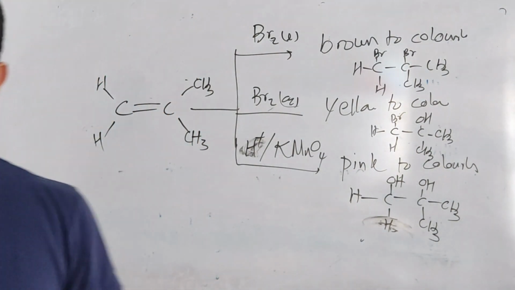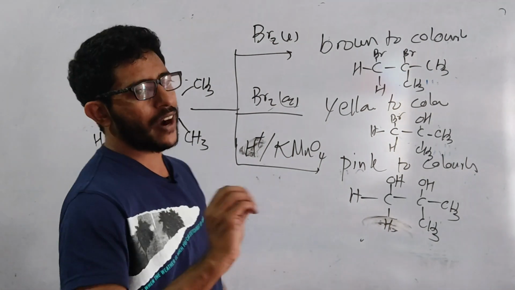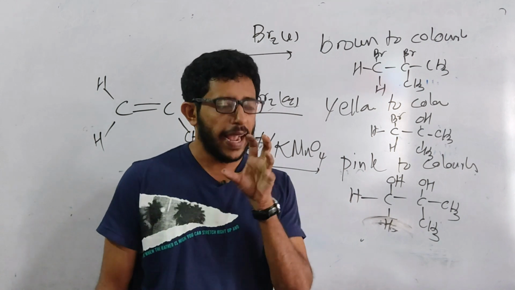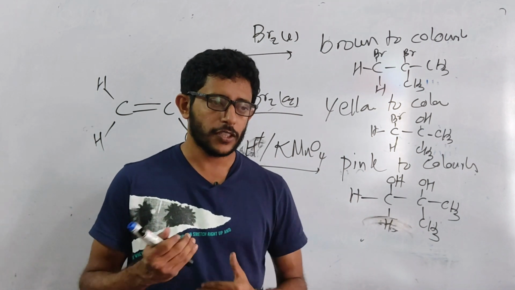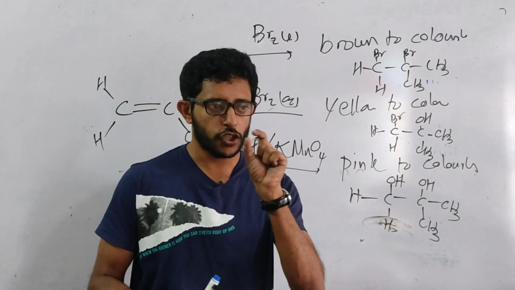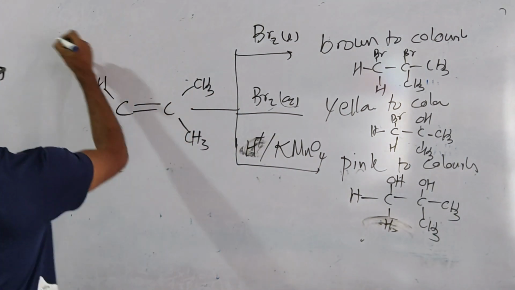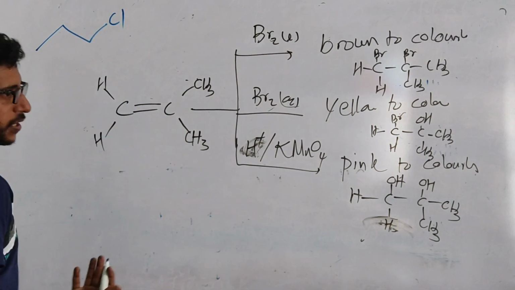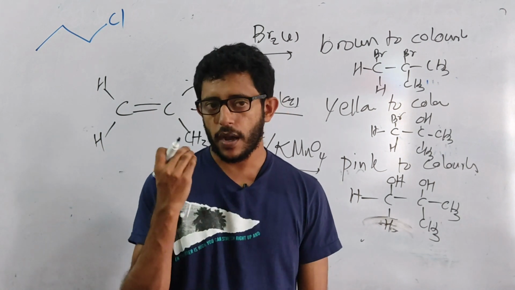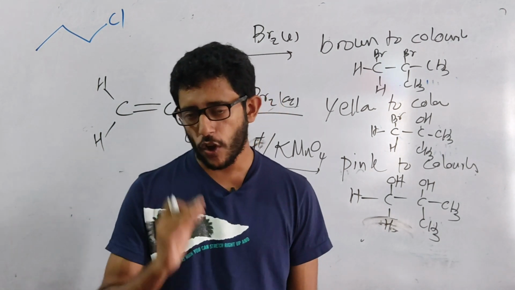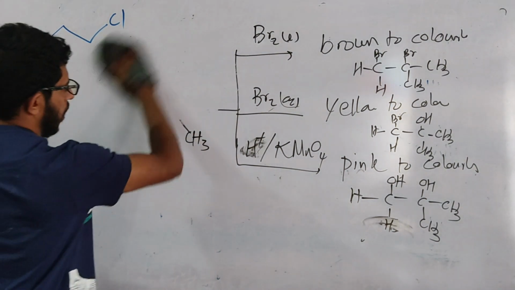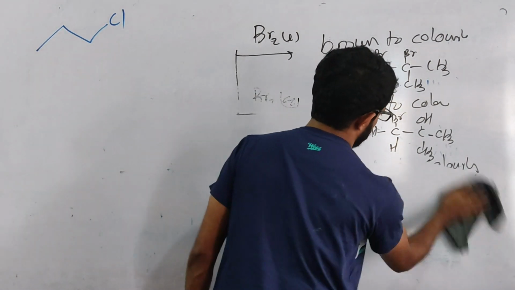Then how do we identify halogenoalkanes? Same thing. You add ethanol and you add silver nitrate. Ethanol is used as a co-solvent, so ethanol is mixed with both the halogenoalkane and silver nitrate. Chloroalkane, that means the one which contains chlorine, will give a white precipitate. Bromoalkanes, which have bromine, will give a cream precipitate. Iodoalkanes will give a yellow precipitate.